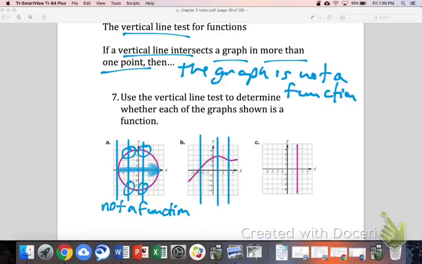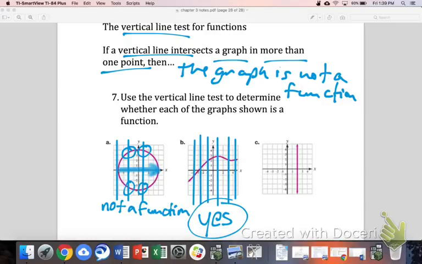Wait a minute, I'm listening to you guys. Sarah, are you saying that the B is not a function? Just kidding. Do you see how no matter where I draw a vertical line on B, it will only intersect the function or the graph in one spot, right? There's no way for me to get my vertical line in B to intersect the graph in more than one place. So yes, it is a function.